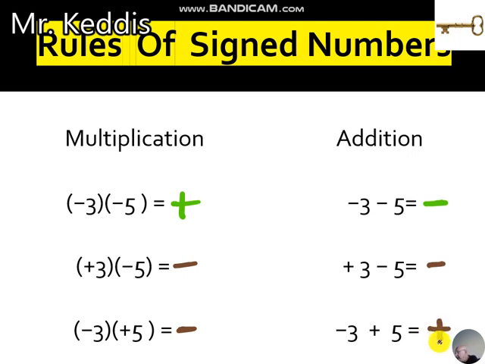In addition, I add the numbers. 3 plus 5 is 8. But when I have different signs, I subtract. 5 minus 3 is 2. Meaning the answer here is 2. This means when I have the same sign, I add the numbers. When I have different signs, I subtract. 5 minus 3.